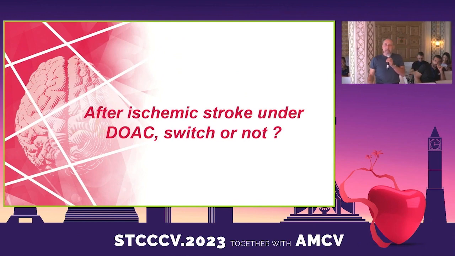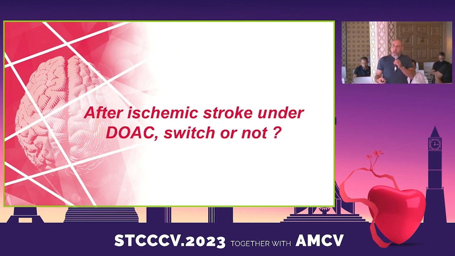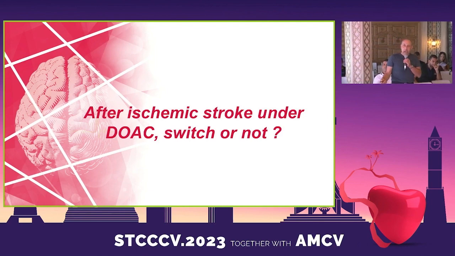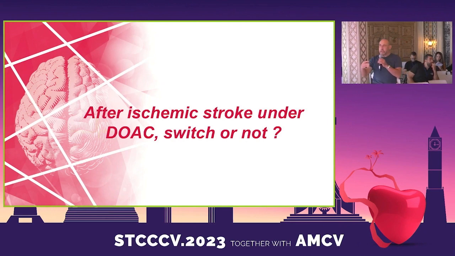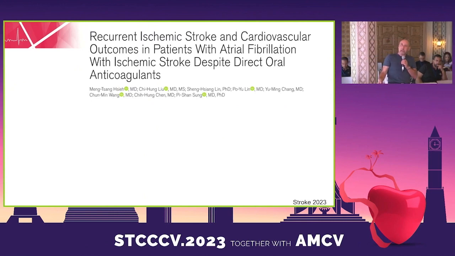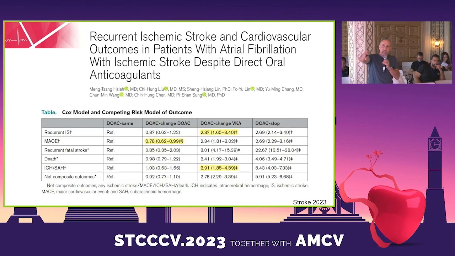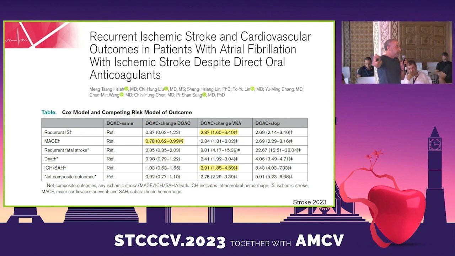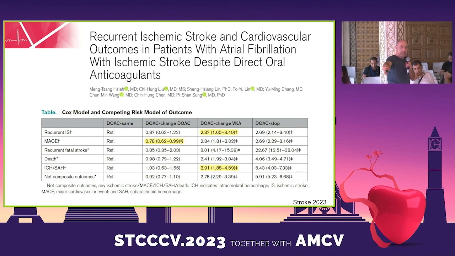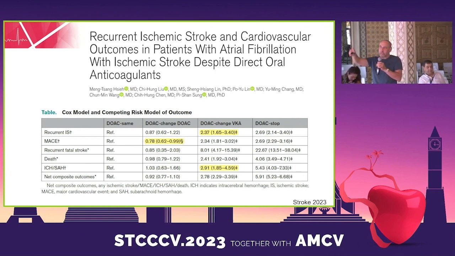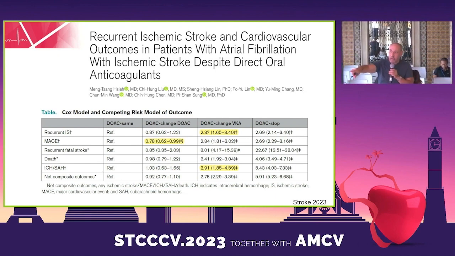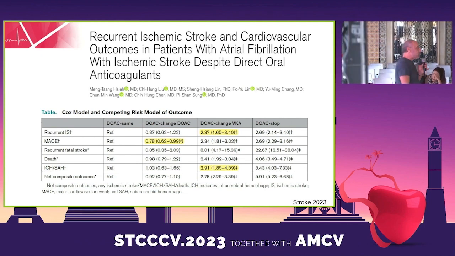And the last question is, after an ischemic stroke under DOAC, do we switch to another anticoagulation or not? We have 2 large registry studies on this topic, very recent. In the first one, switching to another DOAC was neutral for recurrent ischemic stroke and maybe better for major cardiovascular events, whereas switching from DOAC to VKA was rather disastrous, as much for hemorrhage as for recurrent ischemic stroke.